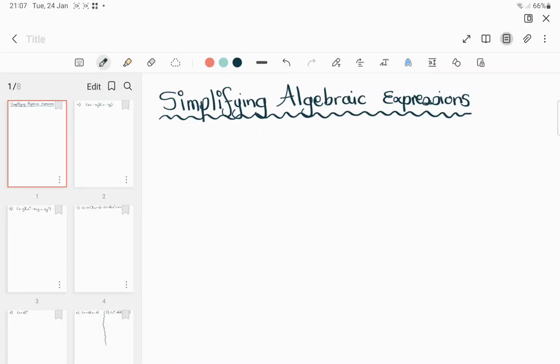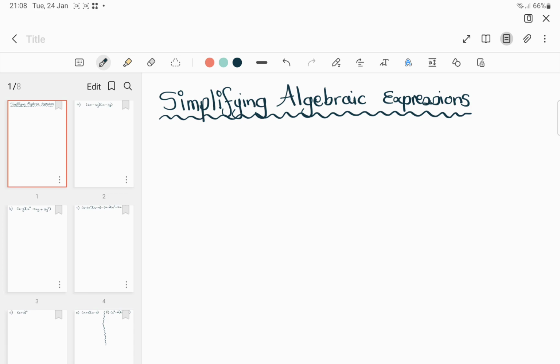Okay, hello, welcome back. Today we're going to look at simplifying algebraic expressions, especially in grade 10 maths. I'm going to walk you through a few examples, all the types of expressions that you can get to simplify, and just things that you need to note, especially a naughty negative, what you need to remember.